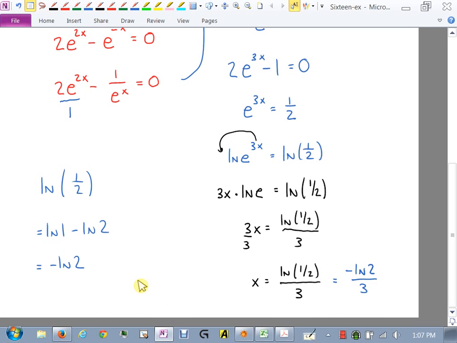Say again? Yes, that's the same thing, right? That's the same as negative 1/3 natural log 2.